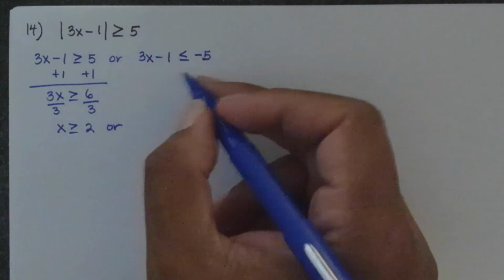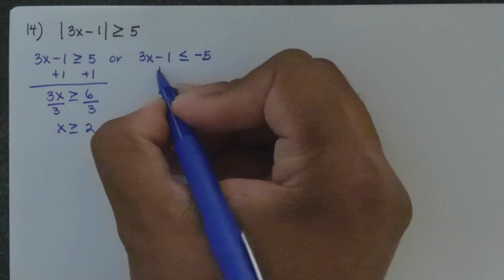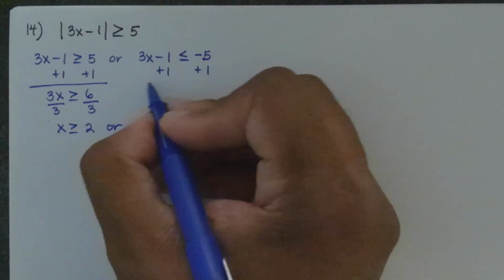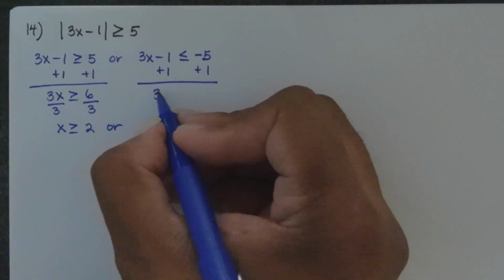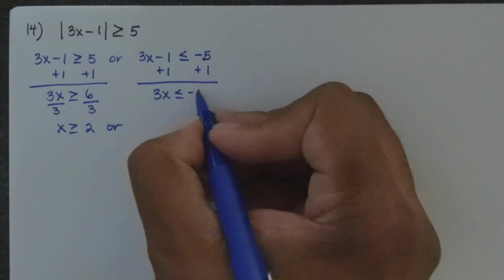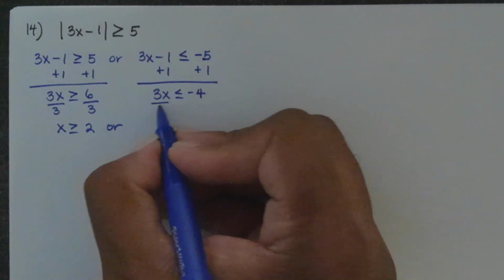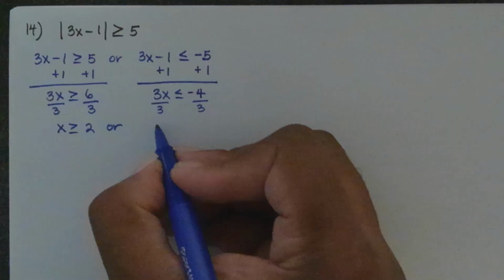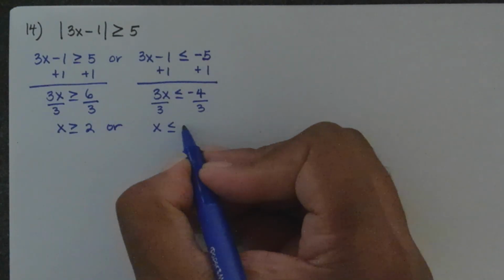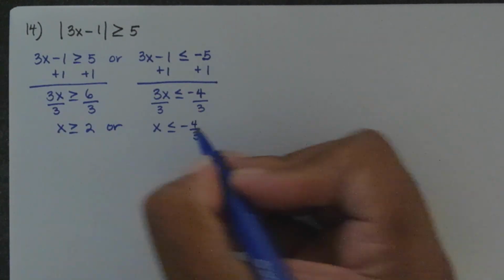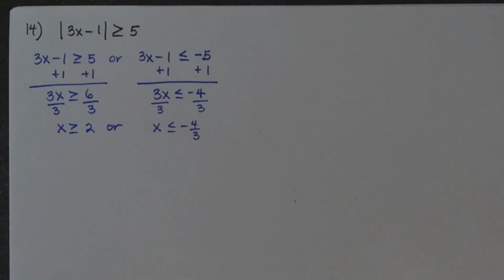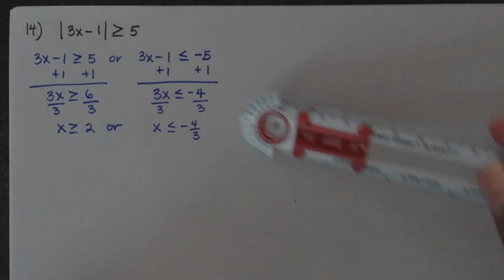And then for the 3x minus 1 is less than or equal to negative 5, you'll still add 1, but now 3x is going to be less than or equal to what? Negative 4. And then divide both sides by 3. X will be less than or equal to negative 4/3. Okay? That's my solution set.